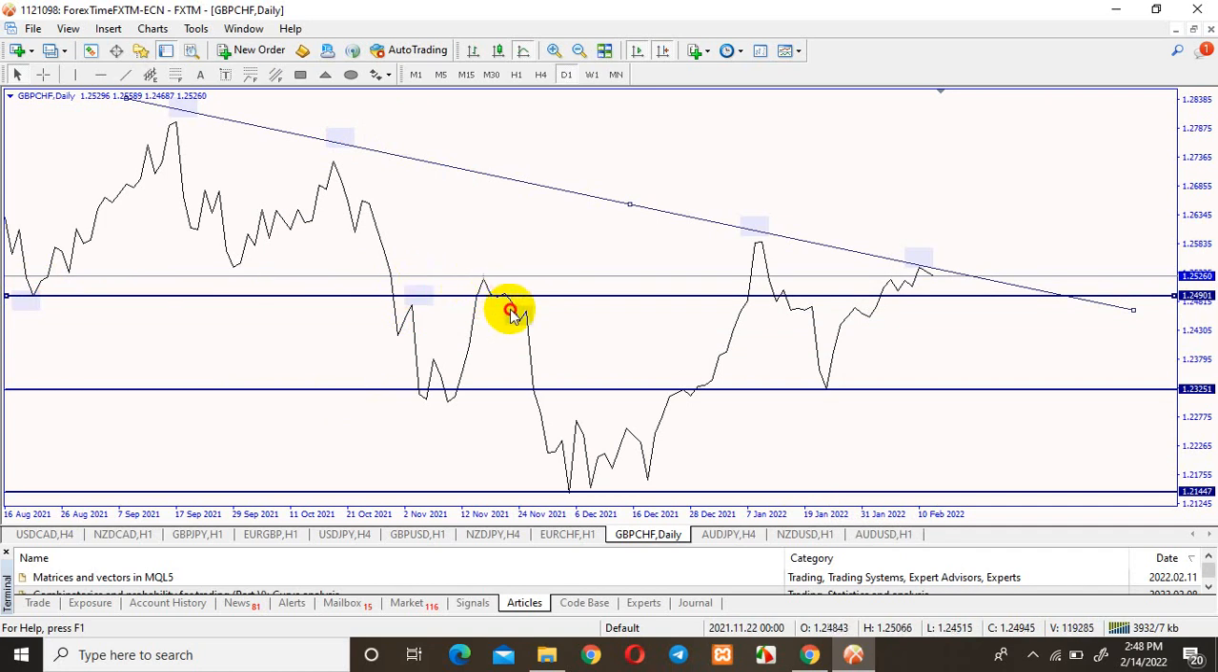If I move it further, okay, we have another support here. Support area here. Have another support area here. You can see how price is acting on that area. So note all these points I'm making here. Before, let me now go back to my candlestick chart.